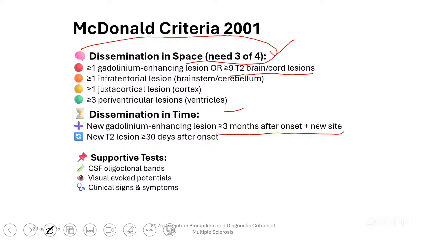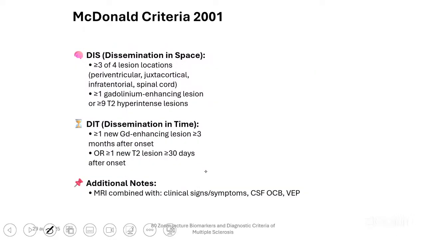The supportive tests are oligoclonal bands, VEPs, clinical signs and symptoms. This has been refined subsequently. So we have already done, so I'm not going to go through this again. In 2001, we have already seen this.